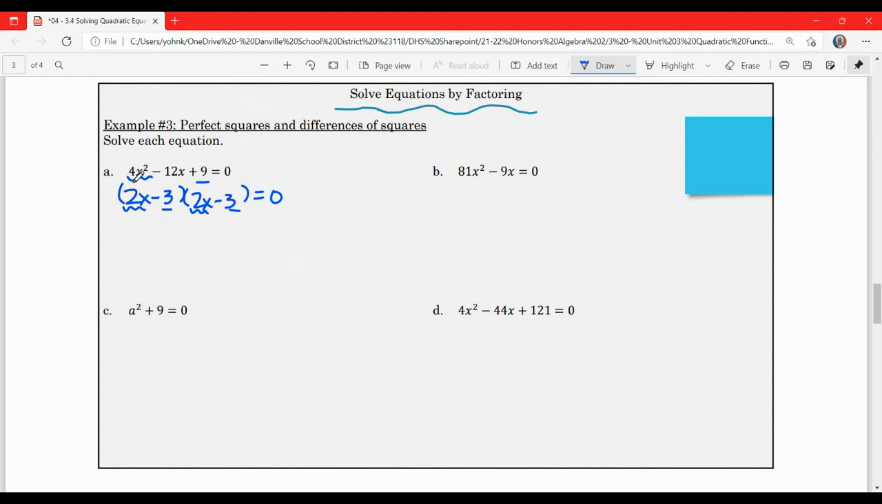Again, you can always check your work. 2x times 2x is 4x squared. 2x times negative 3 is negative 6x. The inside gives you negative 6x, so that's negative 12x. That works. Negative 3 times negative 3 is 9.